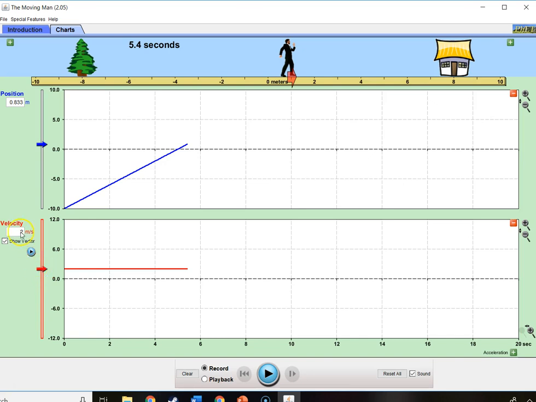Now, if I make that velocity a negative 2 and play him, watch what happens. He goes back the other way. So with initial position and positive velocity, he's going away, getting steeper positively. With negative velocity, the position is going to get more negative.